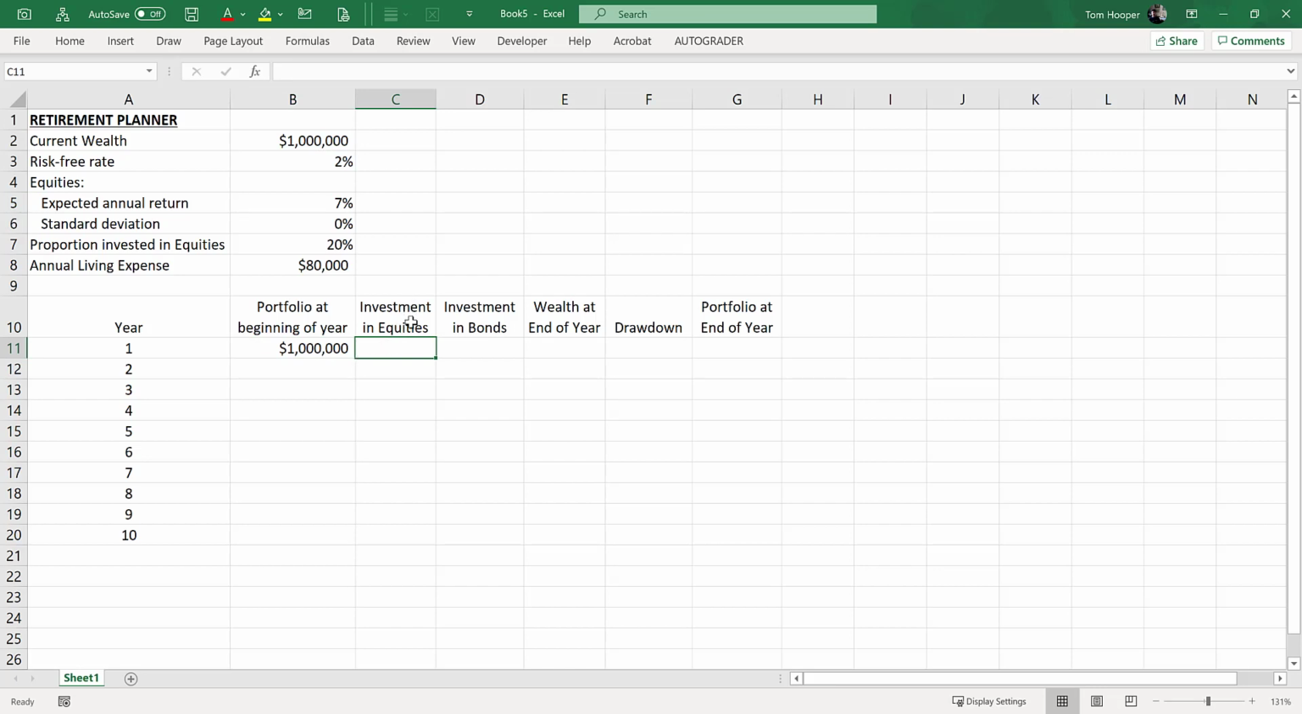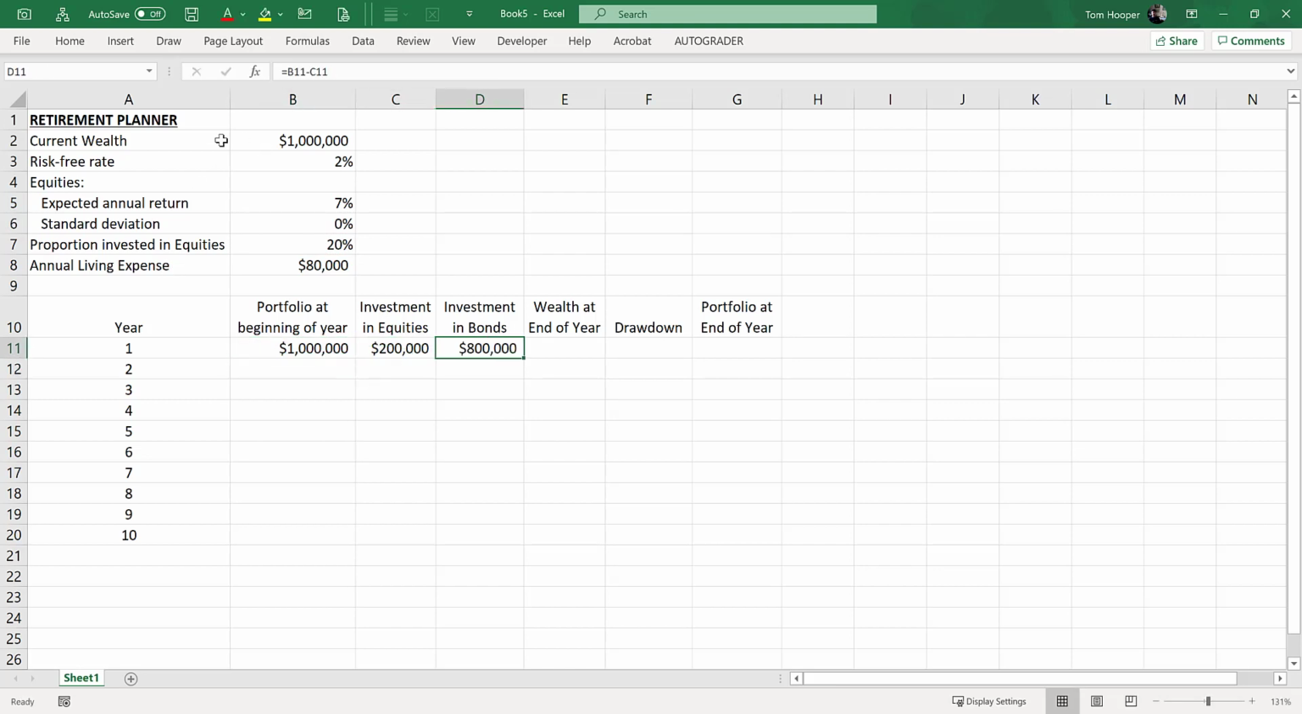Investment in equities. That would be the proportion of this portfolio that's going to be in equities. And when I look up here at our input section, I see that's 20%. So I'm going to say equal this times this with dollar signs. I'll hit tab again. And so the remainder would be invested in bonds.